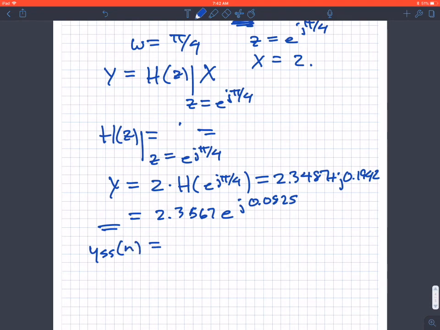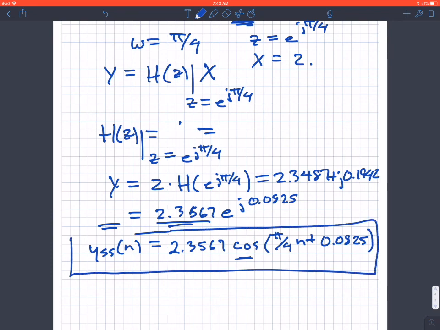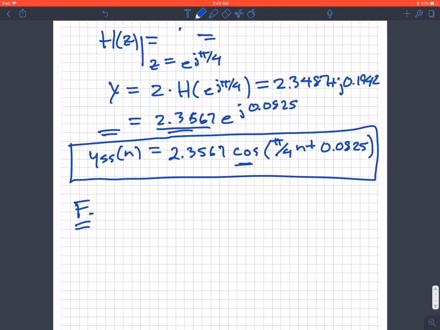Now, the last thing you need to do is convert this to the time domain. We get that by taking the magnitude, and we started with a cosine, we end with a cosine, just like we did with Laplace. Our frequency is still pi over 4n, and our angle is 0.0825. This is in radians, so we're in good shape. So that's the steady state solution, which makes it pretty easy to get to part F.